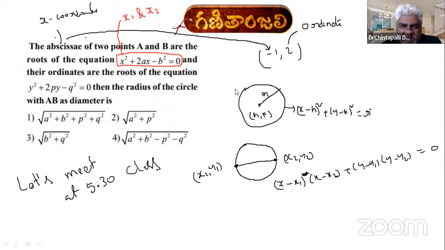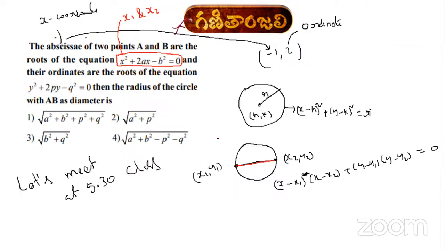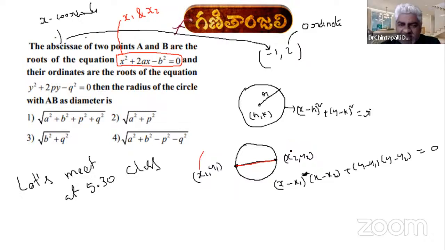Students, one equation is given, and it is a circle. It has a diameter, and its diameter has 2 points. Those 2 points are, one point is x1, y1, and another point is x2, y2, right? And these are called abscissae. Abscissae means plural of abscissa.